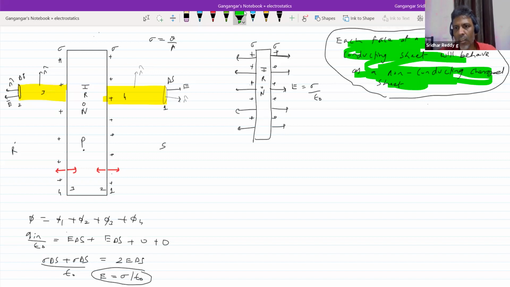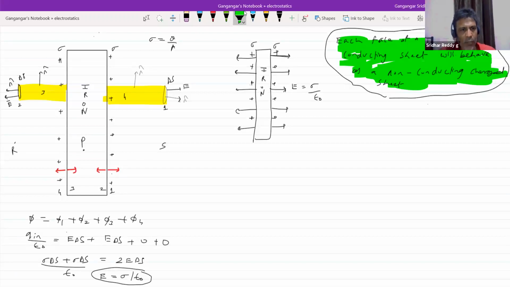Each face of a charged conducting sheet will behave as a non-conducting sheet. I think the diagram itself is showing it, no? Here you see charge is present on face 1 and no charge on face 2. Charge is present on face 4, no charge on face 3. So now I'll write the equation.